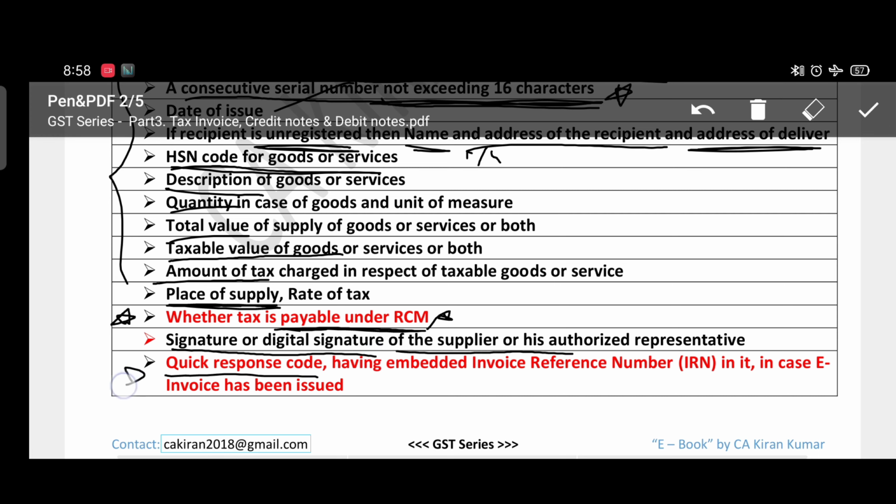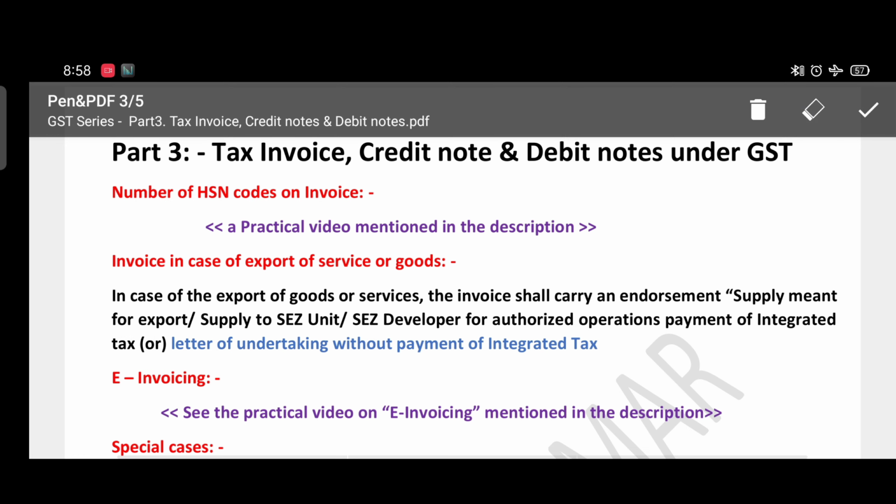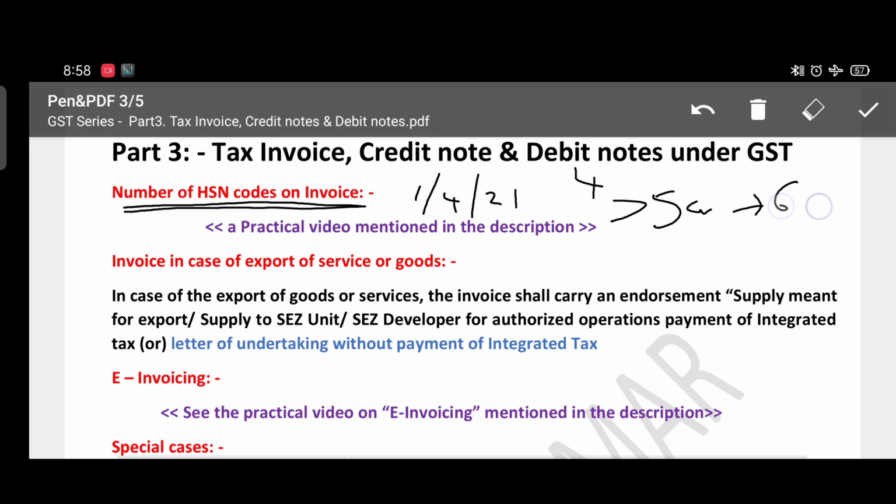And the quick response code, this is applicable when e-invoicing is applicable. I have already made a detailed practical video on how to generate an e-invoice without any software. So I am mentioning the same in the description, please check. And regarding the number of HSN codes on the invoice, I have already told you that from 1st April 2021 the HSN code on the invoice is mandatory. Up to 5 crores, a minimum of 4 digits is mandatory, and more than 5 crores, a minimum of 6 digits is mandatory. And I have already made a detailed video on HSN codes, how to search for HSN codes and all. I am mentioning the same in the description, please check.